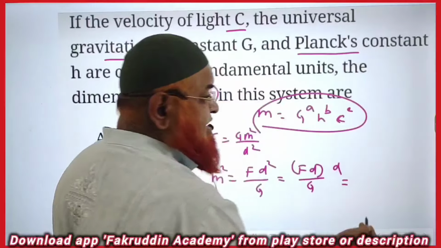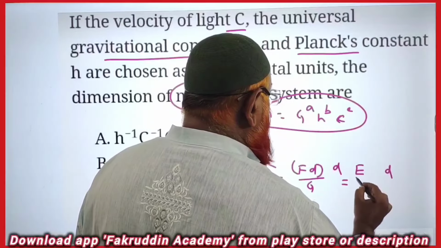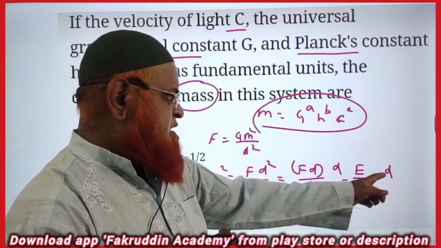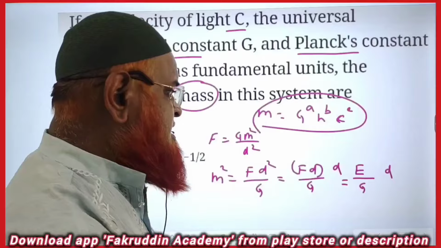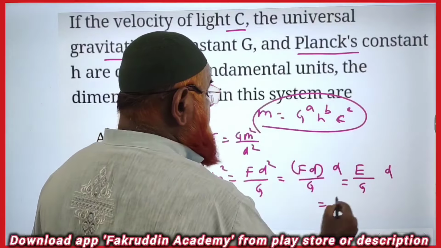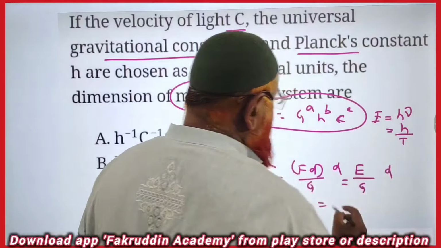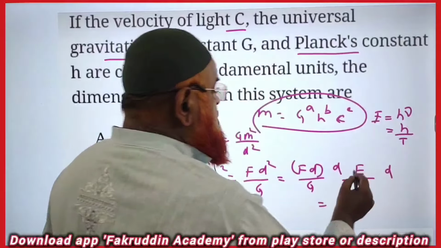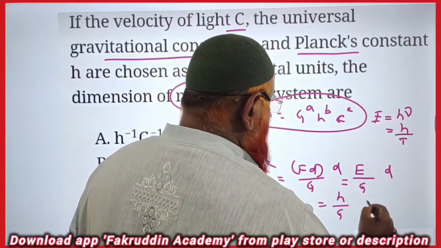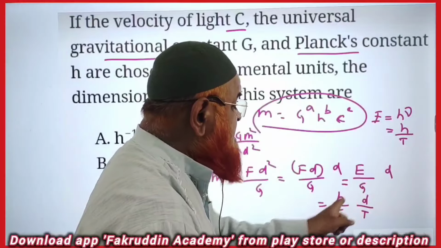F into D I have taken. And this force into displacement can be taken as work or energy. Both are going to be the same here. So E by G. But here G is present, D is present, H is present, and C is present. So we can write like this now. Energy is equal to h nu, or it can be taken as h by T. Frequency is reciprocal of time period. So instead of energy, I will take h by T, and this T I will write below D. G is like that only.